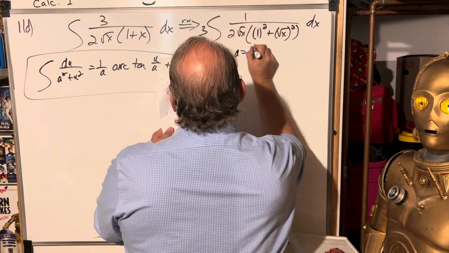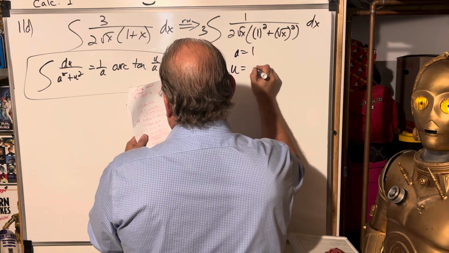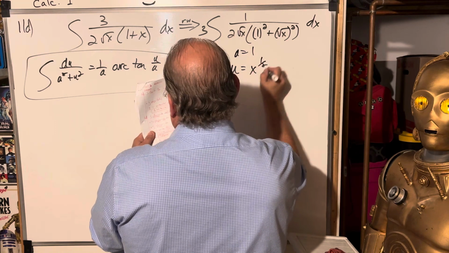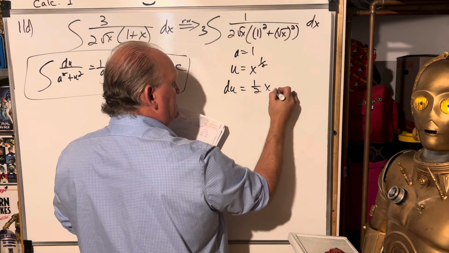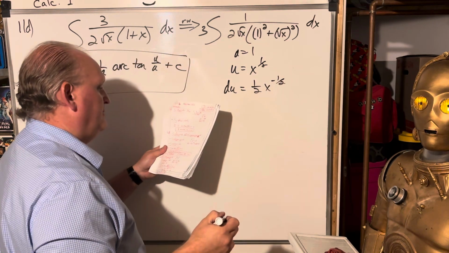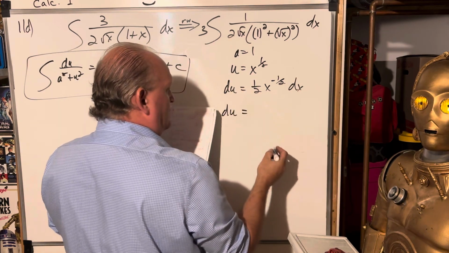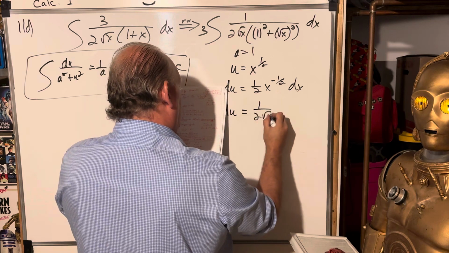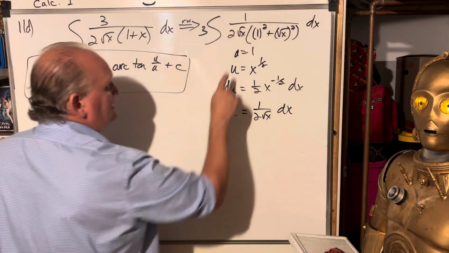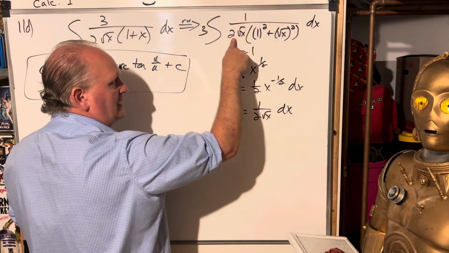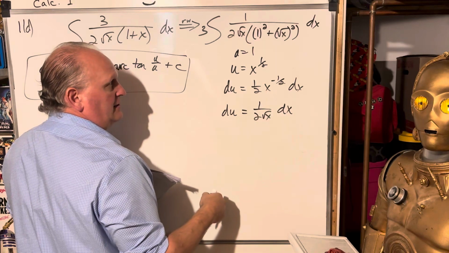We got a is equal to 1. We got u is equal to the x to the 1/2. So we got du is equal to 1/2 x to the negative 1/2 dx, which is du is equal to, what is that, 1 over 2 square roots of x dx. And see, that's why we left it like that. Because look, we got 1 over the, we got that. You see it?